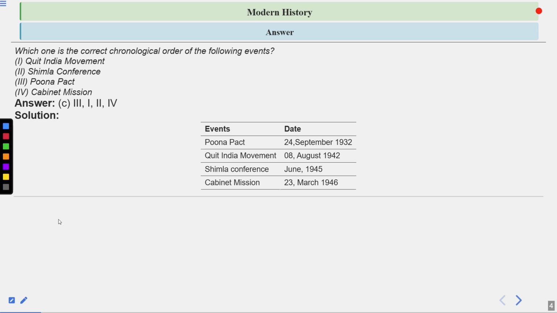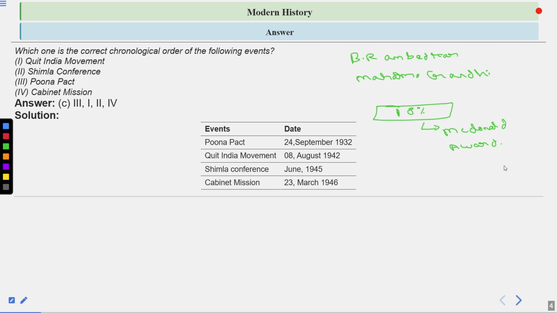The Pune Pact was signed between B.R. Ambedkar and Mahatma Gandhi. That was signed in accordance to give 18% reservation to the depressed class in the Central Legislative Assembly. And that was higher than the MacDonald Award, which was announced by the British Prime Minister MacDonald to give the separate electorate to the depressed class.